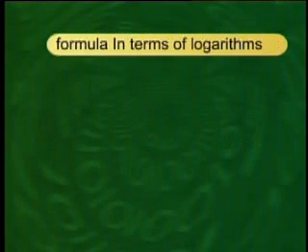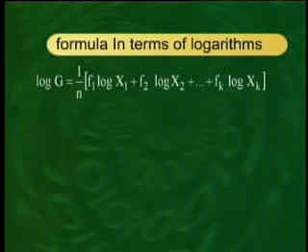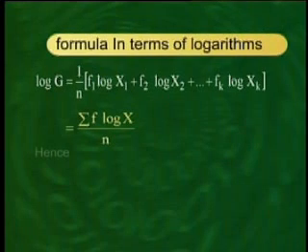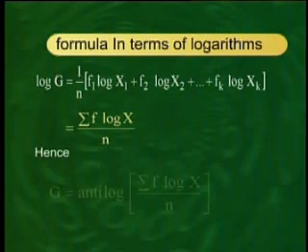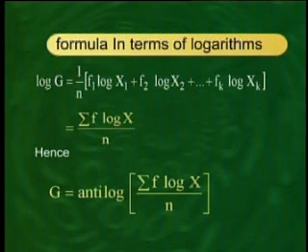In terms of logarithms, the formula becomes log of g is equal to 1 over n multiplied by f1 into log of x1 plus f2 into log of x2 plus so on up to fk into log of xk, which is equal to sigma f log x over n, and taking the antilogarithm, g is equal to antilog of sigma f log x over n.